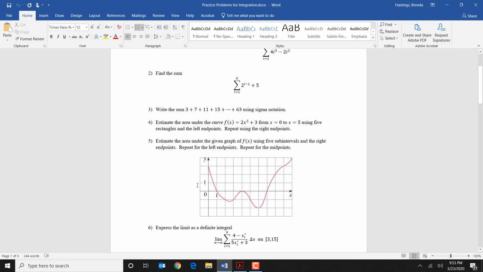Estimate the area under the curve. Okay, so let's take a look at this. I want to know what the area is under 2x squared plus 3, starting at 0, ending at 5. But I'm going to use 5 rectangles, and I'm going to use the left endpoints, and then I'm going to do the same thing with the right endpoints.